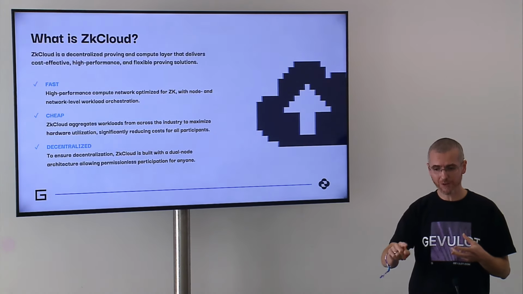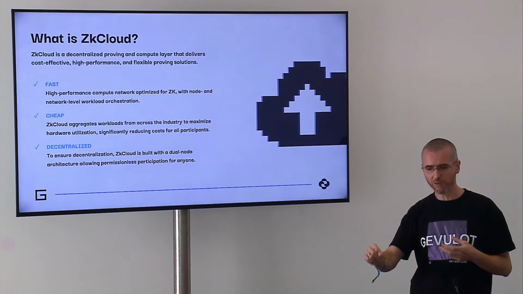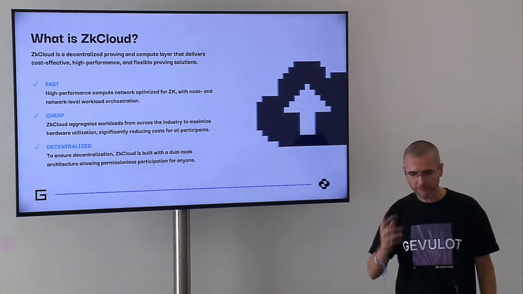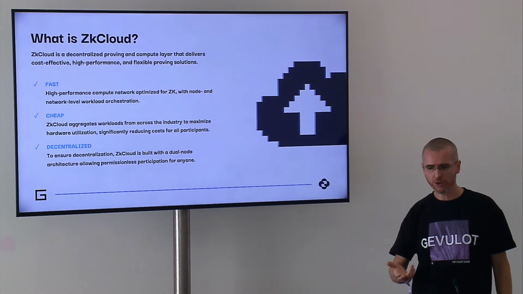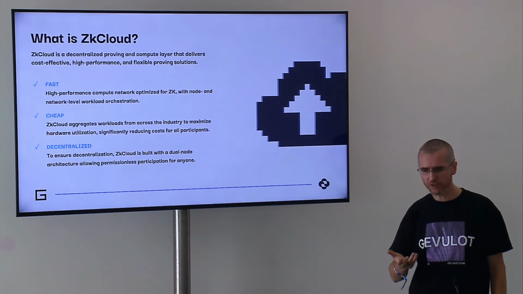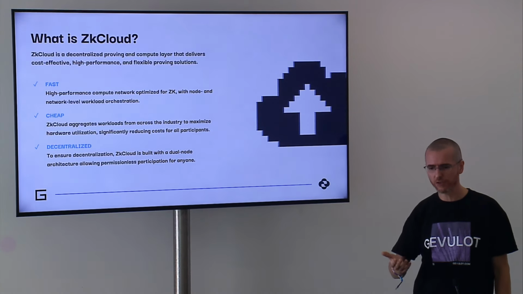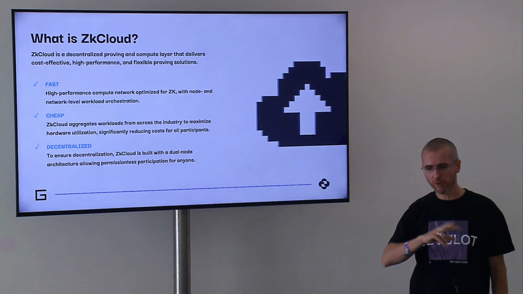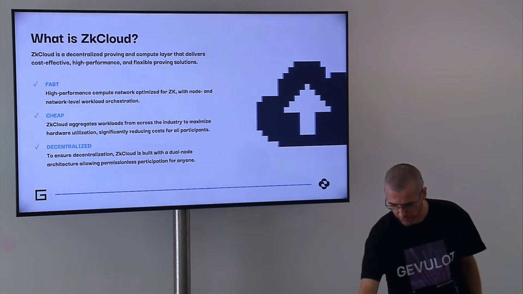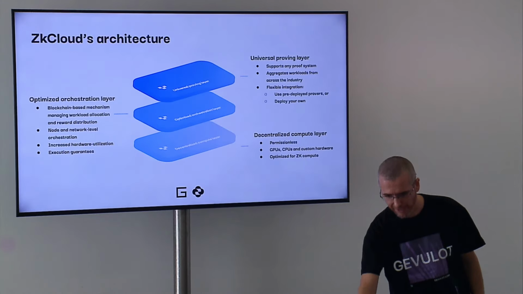I'm going to talk a little bit more on the details of this, what it boils down to at the end of the day. But with this, we are able to reduce costs for all participants, basically. And it's decentralized because we have permissionless entry for both types of our nodes, both the validator and the prover nodes in the network. So that's going to be in the ZK Cloud.